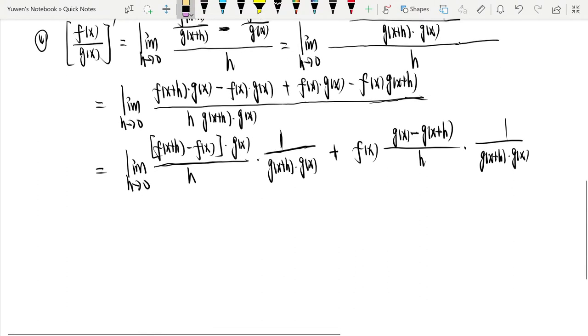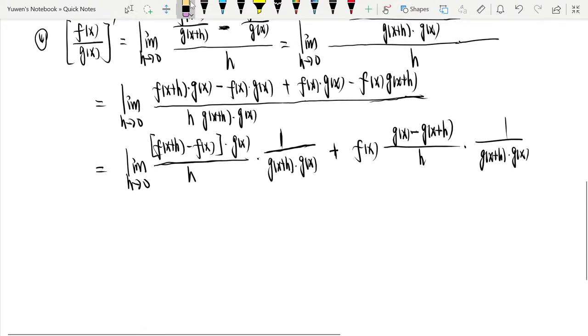That's the whole part. Okay, now the first part, this part, we can take the g to here. We can take g. We can write g(x) here.